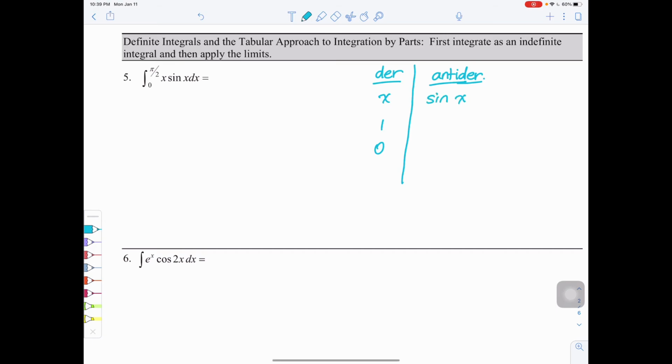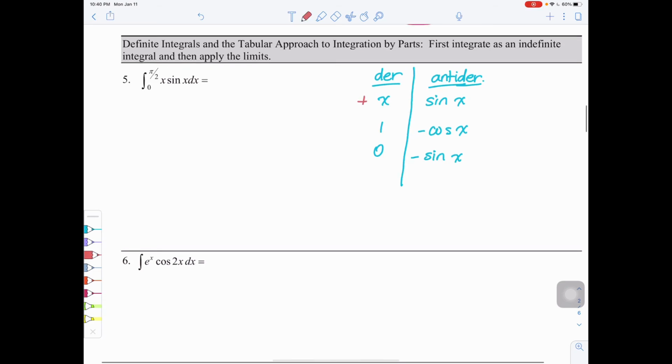Now, the antiderivative of the sine of x. What do we take the derivative of and get the sine of x? It is the negative cosine. And then, what do we use here? The negative sine. And you can go ahead and check these. The derivative of negative cosine is sine, and the derivative of negative sine is negative cosine. So it's really nice. Big, big important thing. Plus, minus, plus. We multiply along the diagonals.